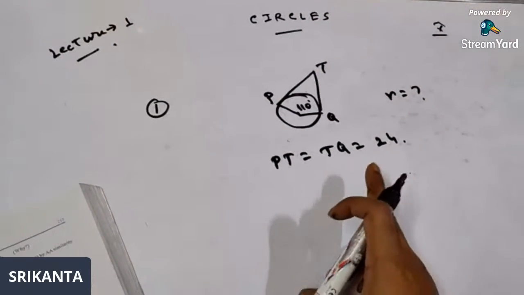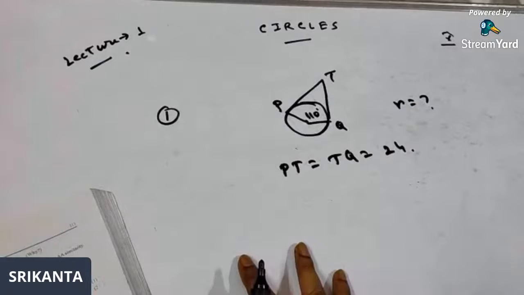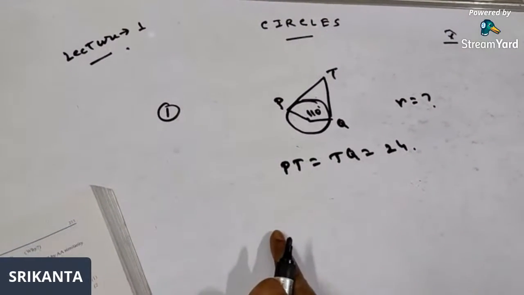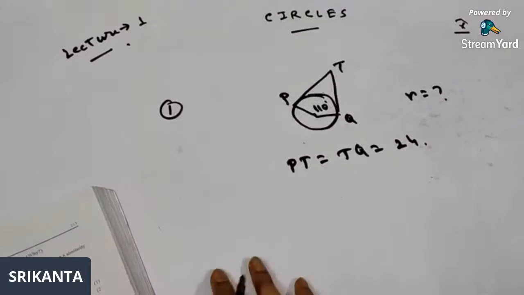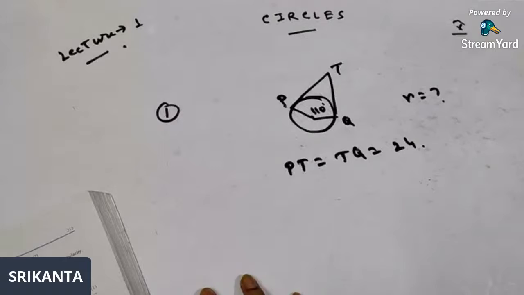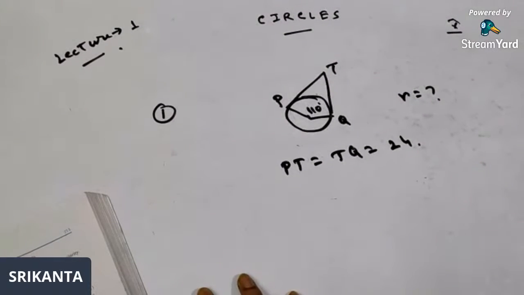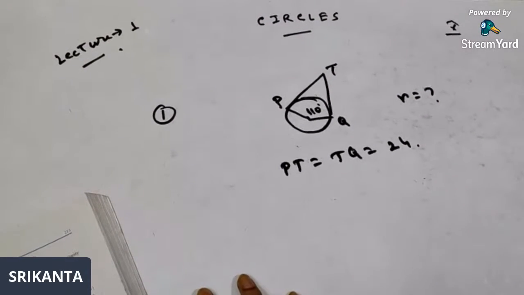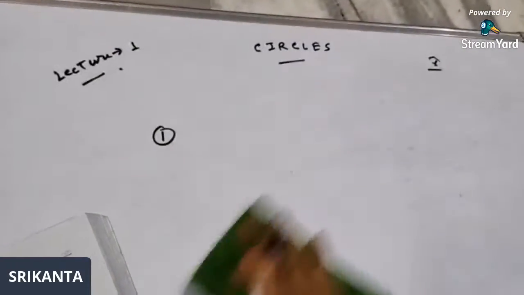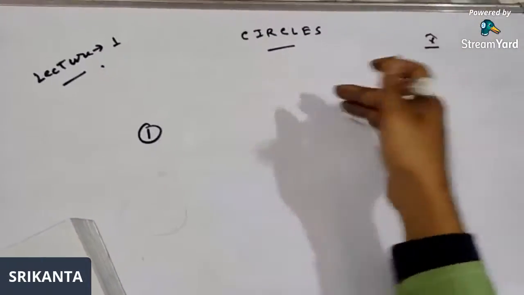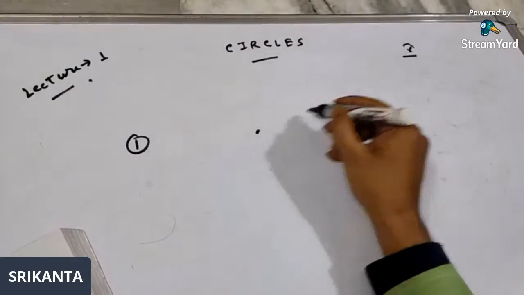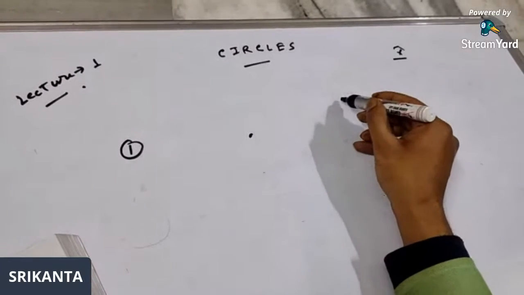Oh, actually, this is not the figure for question number 1. This is the figure for question number 2. So we need to draw our figure for question number 1. From a point Q, the length of the tangent to a circle is 24 centimeter. So you need to draw the figure from a point Q. The length of the tangents to a circle is 24 centimeters.